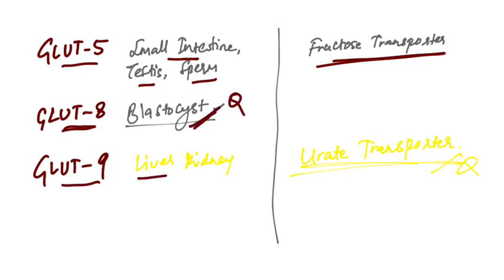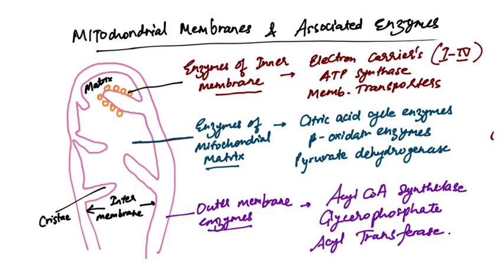GLUT9 is in liver and kidney, and its function is urate transport. So they all are very important to remember, and each of them is very much asked. So try to memorize all of them.